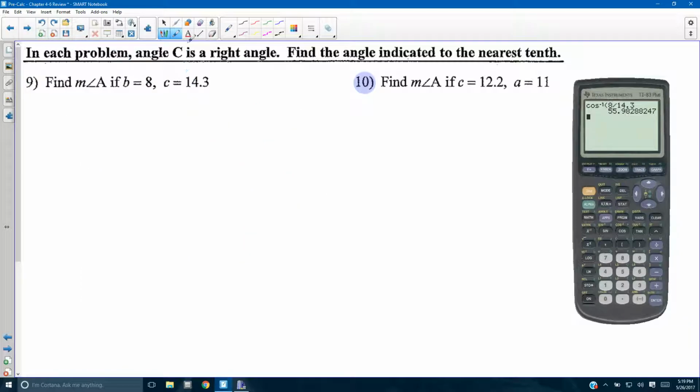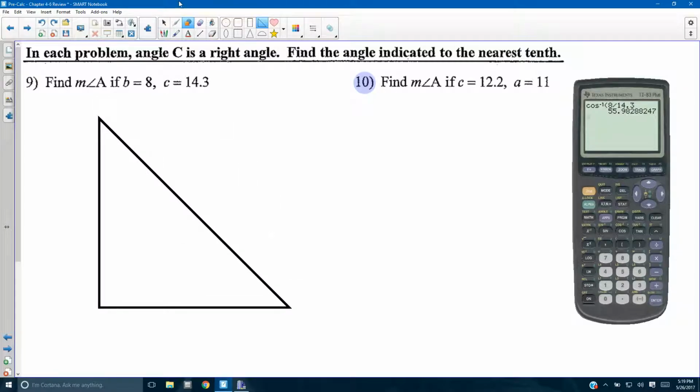Number 10, same kind of idea, different setup, different letters, different numbers here, but still C is the right angle. So we have C. We know the length of side A now. If I want to call this A up here, then side length A is 11. Here's angle B, which looks like we don't need to know anything about B. They don't say anything else about it. So this is 12.2, which is side length C right there. But let's fill that out.